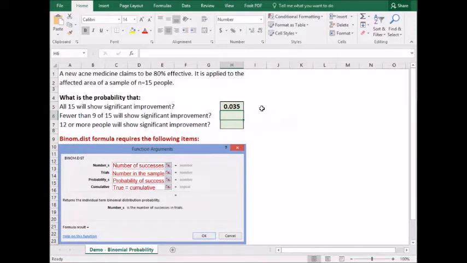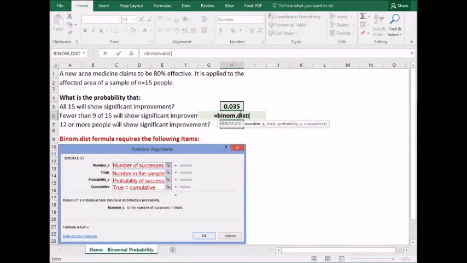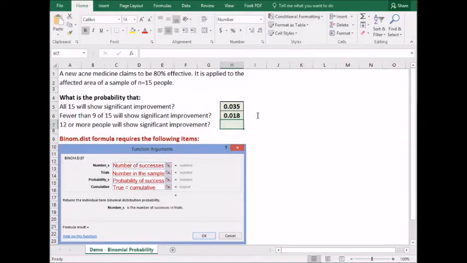This time, instead of the dialog box, let's enter the formula directly in the cell. Equals binom.dist, open parenthesis, and it tells us first enter the number of successes that you care about, and I will enter 8 because we care about less than 9. Next, I'll enter 15 for the number of items in our sample, which is also considered the number of trials. The probability is 0.80, and I'll set this to be true. Close parenthesis and hit enter. The probability is just under 2% that fewer than 9 people will show significant improvement.